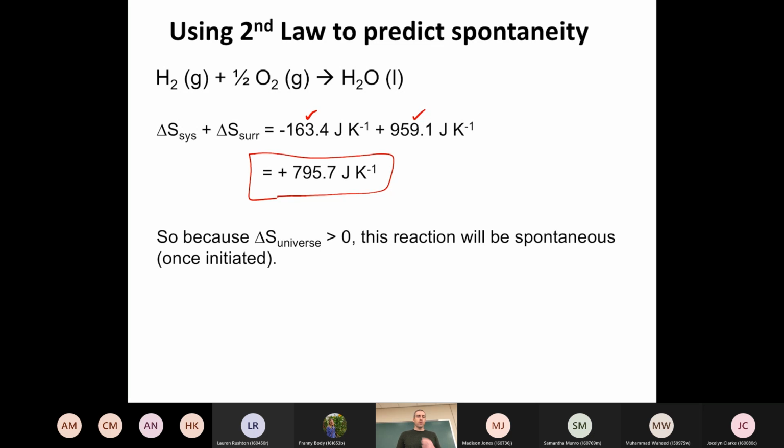So if you're looking at entropy, trying to determine if something is likely to take place or not, you can't just take a small piece of the universe and forget about everything else. The spontaneity depends on both the system and the surroundings, and you can have an increase or decrease in entropy of a system and still have that reaction be spontaneous, depending on what's going on in the surroundings.